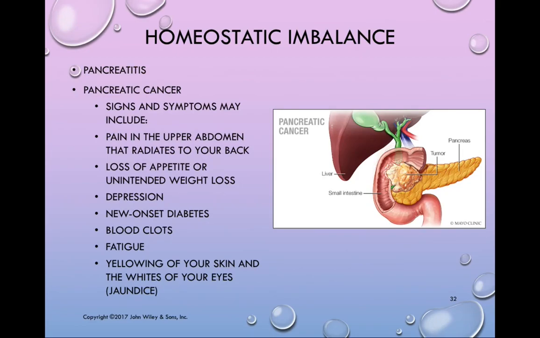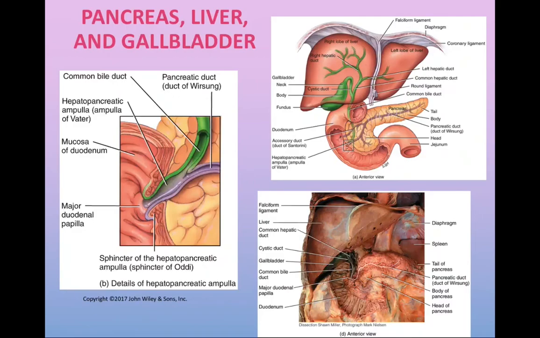Pathologies related to the pancreas include pancreatitis and pancreatic cancer. You can see that there are quite a few symptoms to indicate pancreatic cancer, and pancreatitis refers to the inflammation of the pancreas. So when we look at all of our accessory structures together, we see this arrangement.